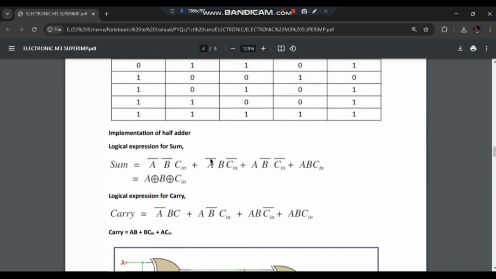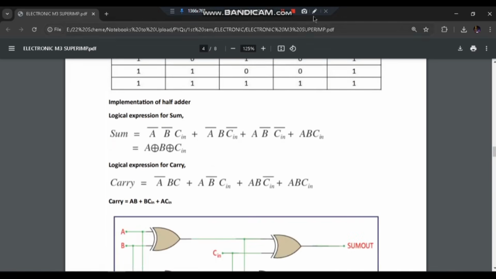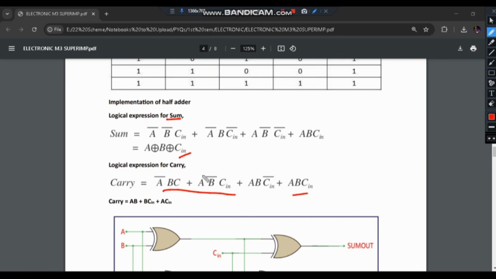And now the implementation of the full adder. Now for the sum we'll be writing A bar B bar C plus A bar B C bar plus A B bar C bar plus A B C. Okay, that will be A XOR B XOR C. Okay, and the logical expression for the carry will be the following one. Okay, so the circuit diagram is also given here, you can go through it.